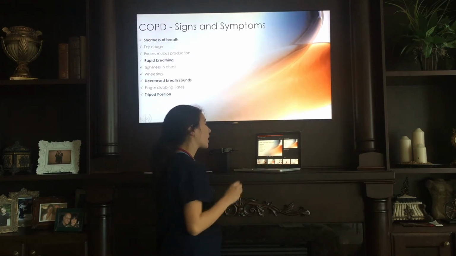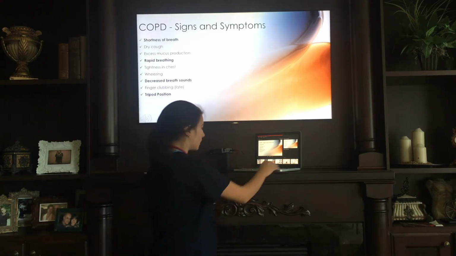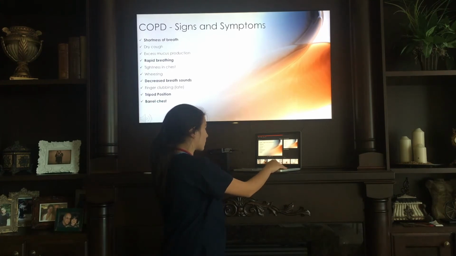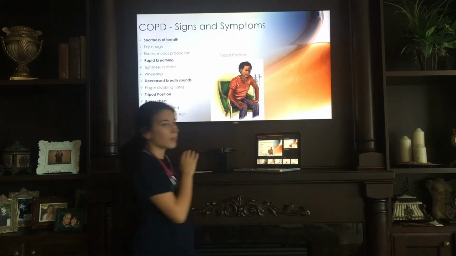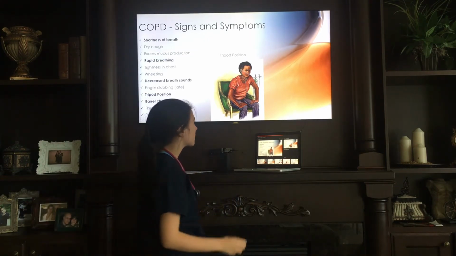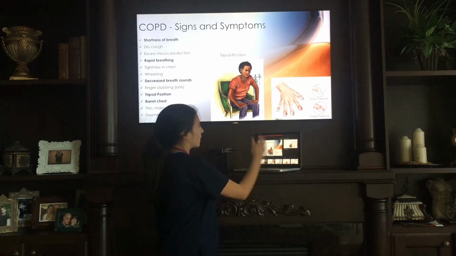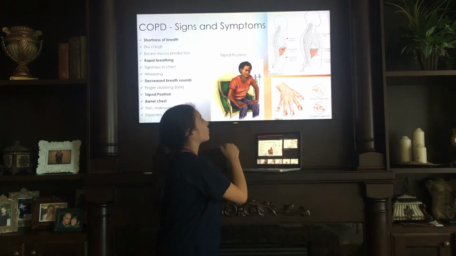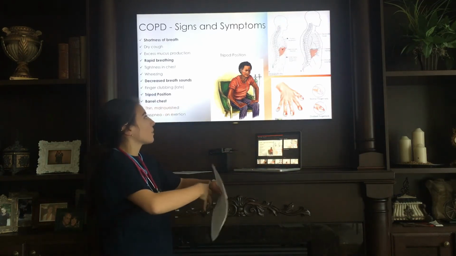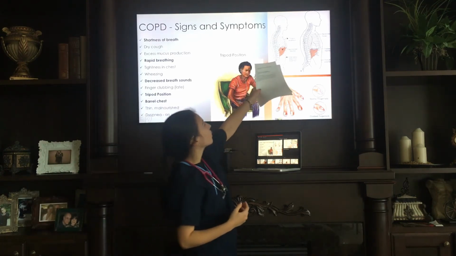So tripod position is very common in COPD patients. So we're going to show you a picture of what that looks like, and I'm pretty sure you guys have seen that before. So barrel chest, thin and malnourished, and dyspnea. So this is our tripod position. So you're going to see your patients who are leaned over trying to get more of that oxygen in. So this is kind of like the stationary position that you're going to see their patient in. Your finger clubbing, and then this is your barrel chest. So it's going to be more, your intercostal muscles are going to be more like a barrel rather than normal, as seen over here.